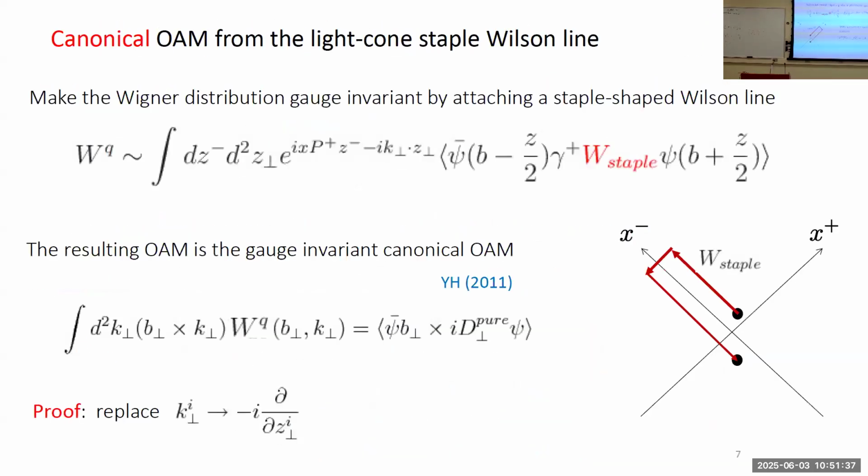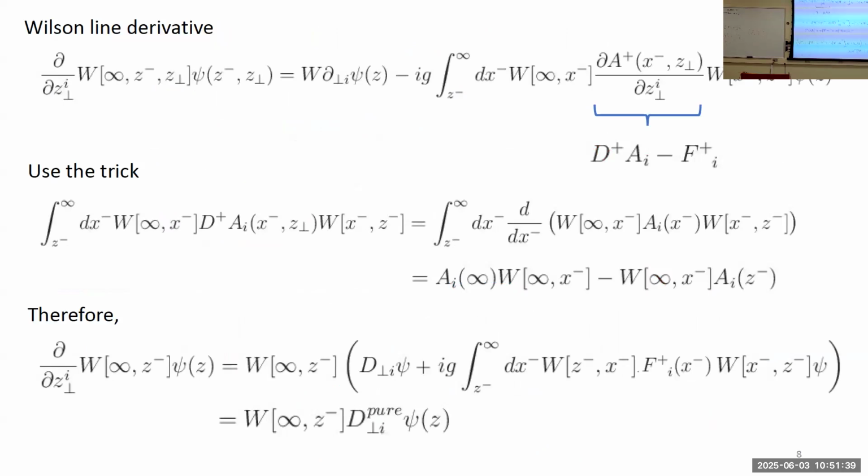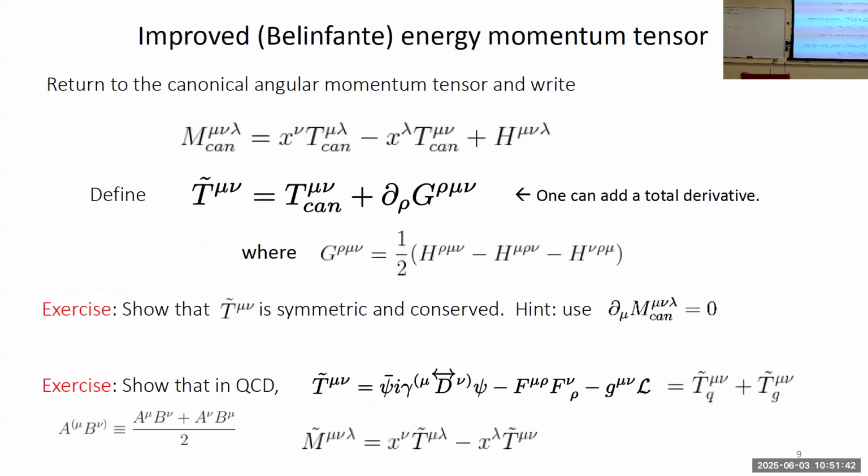All right. So let me come to the second loose end that I left yesterday. Another problem of the Jaffe-Manohar decomposition is that the associated energy momentum tensor is not symmetric and not gauge invariant. But one can actually improve that in a different way from what I just explained. And that is called the improved energy momentum tensor, or the Belinfante energy momentum tensor.